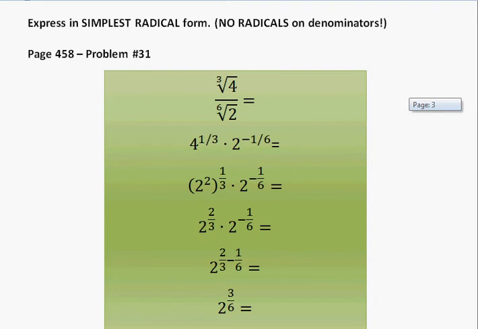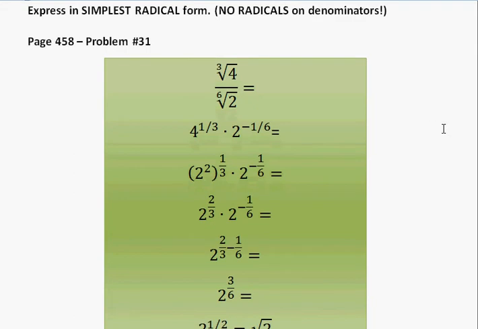Again, express in simplest radical form. Now here you're given something and they want it in simplest radical form. The easiest way to do these is actually to work with your exponents and your laws of exponents. So first of all, put them in exponential form. So the cube root of 4 becomes 4 to the 1/3 right here, and the 6th root of 2 becomes 2 to the minus 1/6, because the 6 is on the denominator of this fraction.